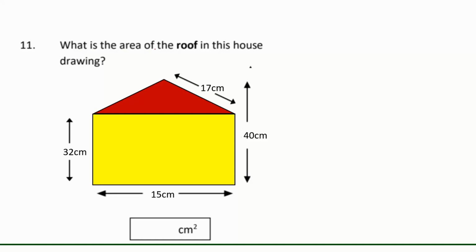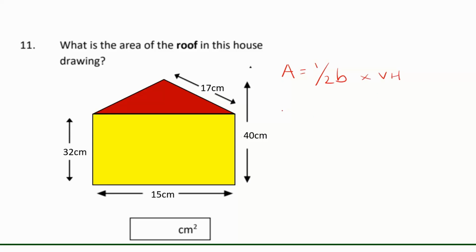What is the area of the roof in this house drawing? We can see that the roof here at the top is a triangle. So that means we are looking for the area of this triangle. So now we have to think about what is the formula that helps us work out the area of a triangle. The area of a triangle is half of the base times the vertical height.